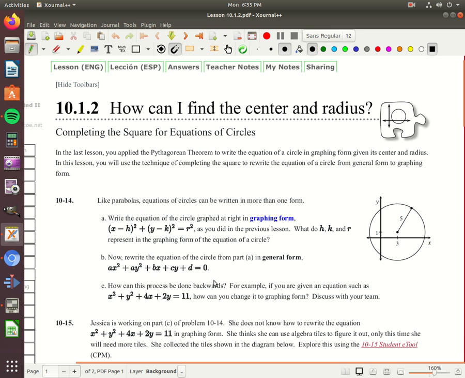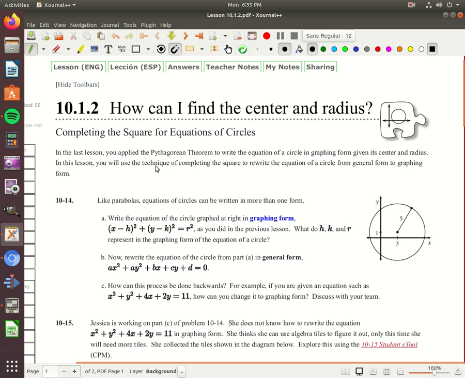Lesson 10.1.2. Pretty cool lesson. We're going to go ahead and complete the square for equations of circles. I know that we did some completing the square in chapter 9. Hopefully we pick that up, as we are going to need that skill for this.